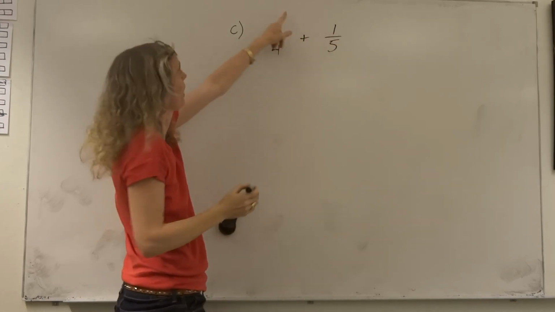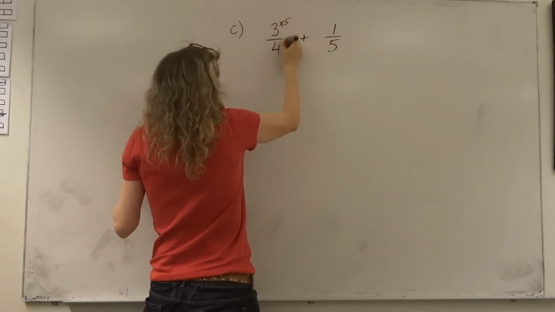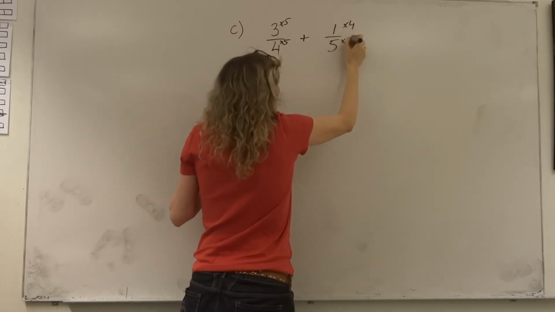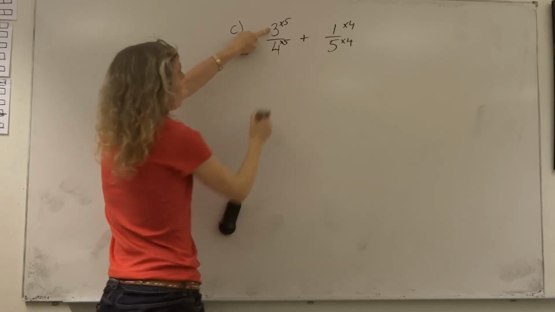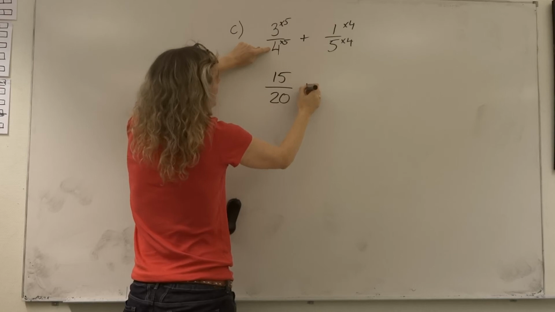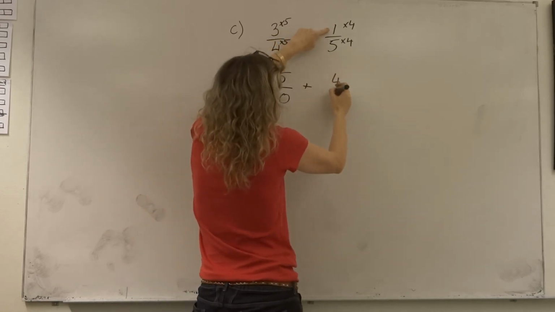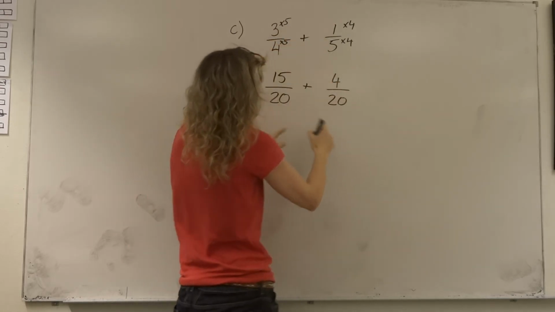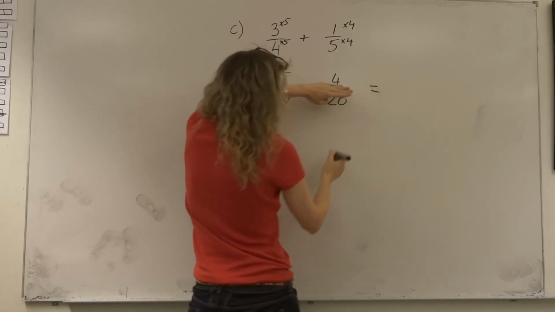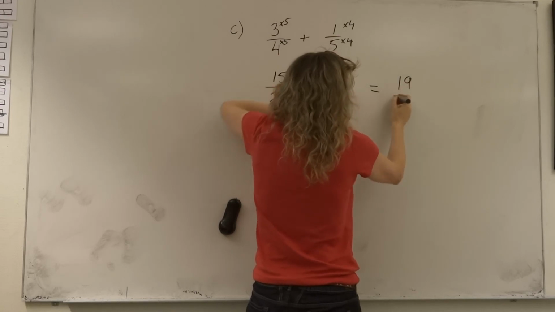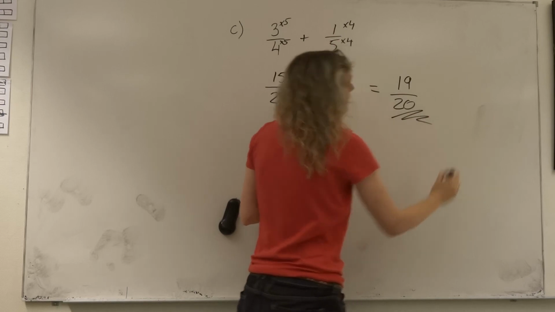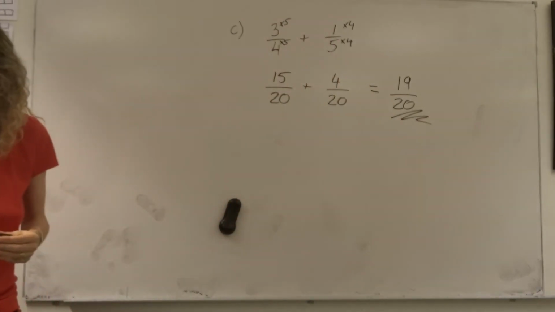Multiply this 5 by this number here. And we multiply this 4 by this number here. 3 5s gives us 15. 4 5s gives us 20. 1 4 gives us 4. And 5 4s gives us 20. So now we have the same number down here, so now we're allowed to add. 15 plus 4 gives us 19. And what are we adding in? We're adding in 20ths. So we have 19/20 as our answer.